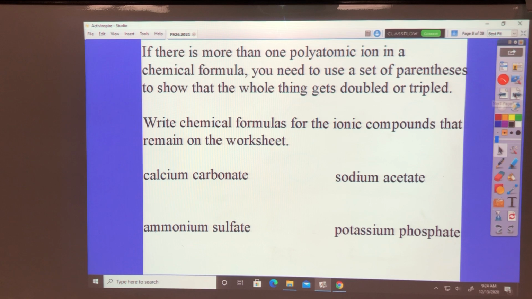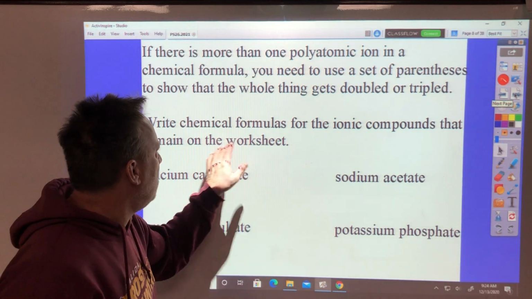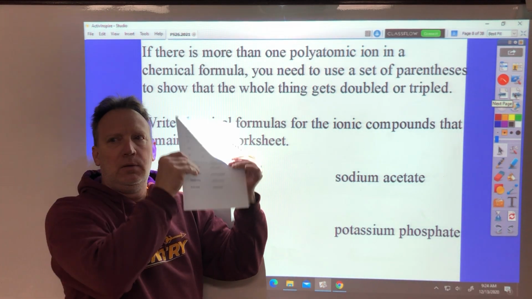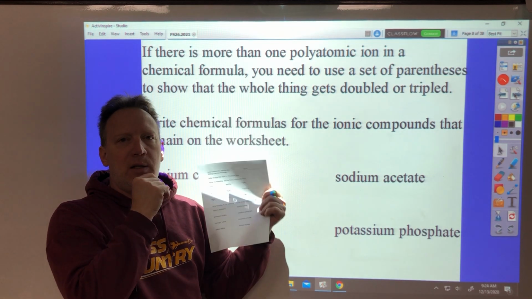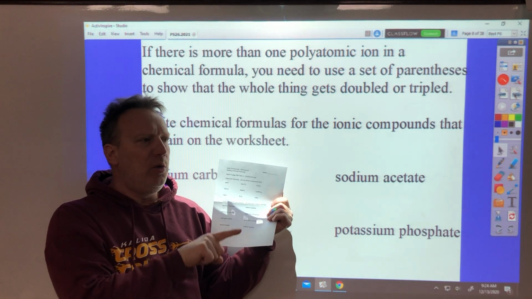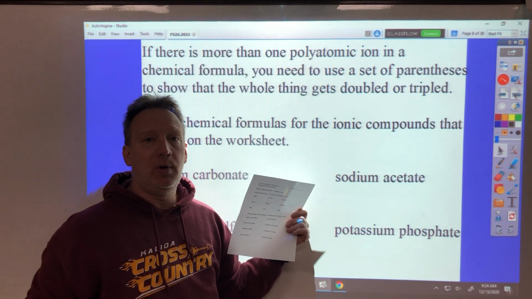Now, let's do the opposite. Let's write the chemical formulas. And this, again, comes from the worksheet here. So I guess the bad thing is if I turned that in, I'd probably still have it here. So you need to do these on your paper.